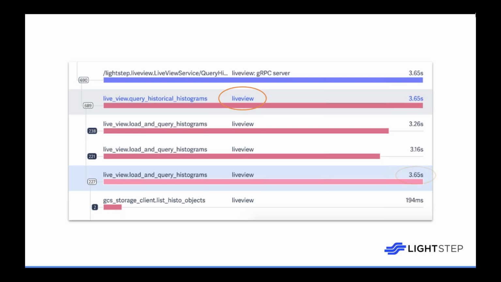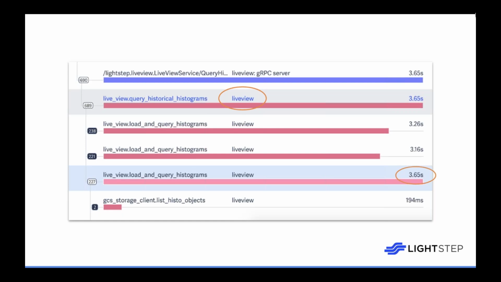And if we look down within the trace, it turns out to be in the processing. There are 227 spans below this that contributed to loading and processing these histograms. And we can see we actually were able to load it pretty fast. It came from storage in 194 milliseconds. And the rest of this time turned out to be in processing the data itself.